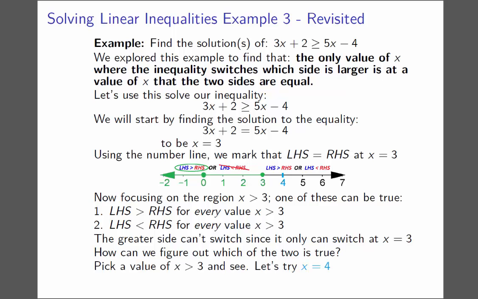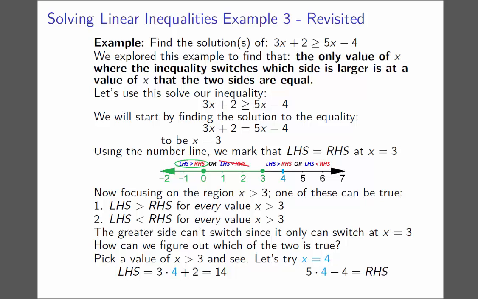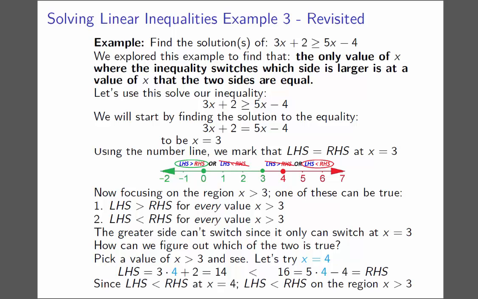Again, we pick some value of x in our region. Let's try 4. With x equals 4, the left-hand side is 3 times 4 plus 2, which is 14, while the right-hand side is 5 times 4 minus 4, which is 16. Here, the right-hand side is bigger than the left-hand side. So since the left-hand side is smaller than the right-hand side at x equals 4, the left-hand side is smaller than the right-hand side on the entire region x bigger than 3.